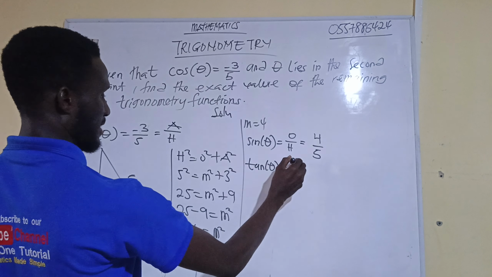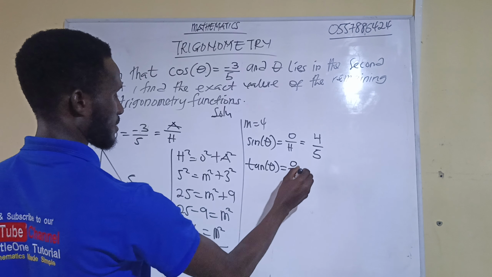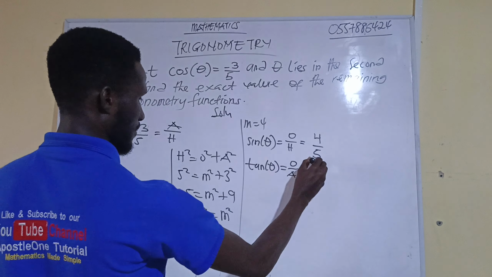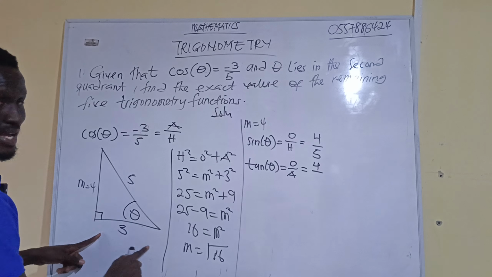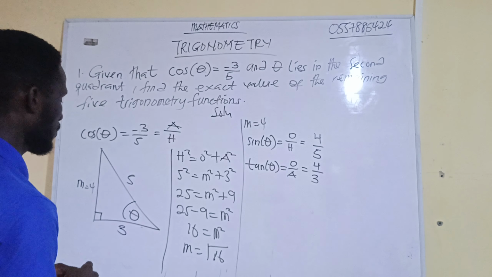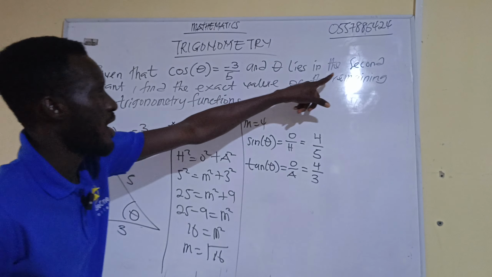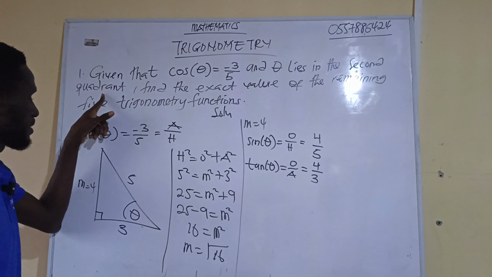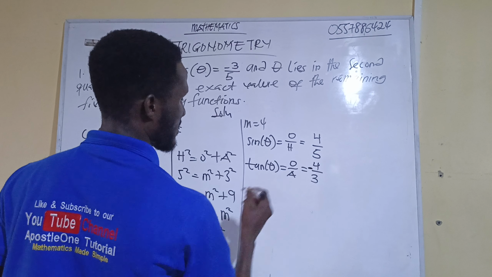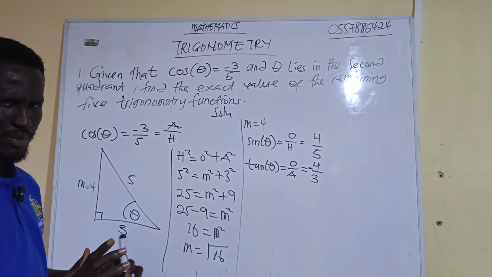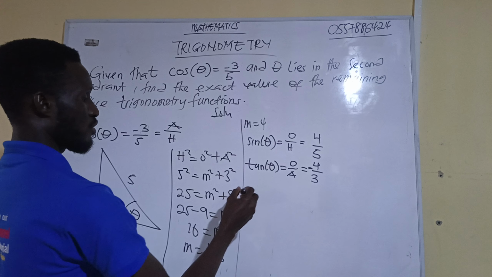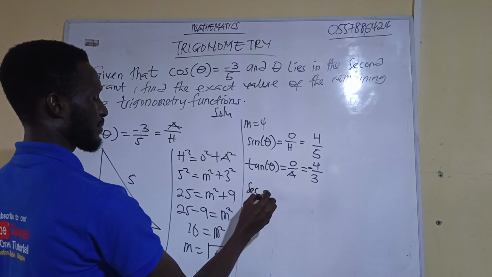Tan is opposite over adjacent. Where is the opposite? The opposite is 4. The adjacent is 3. Now, in the second quadrant, the tan is negative, so I need to negate the answer. The tan is negative. I hope you are following clearly. Okay, because of this, we can now move on to the other 3.